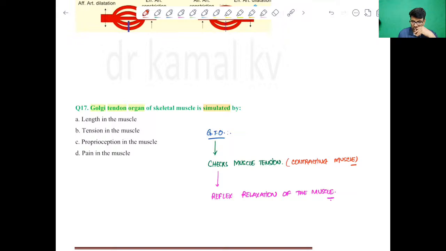Okay, now this is in contrast to another mechanism, and that is the muscle spindle. Now, what does the muscle spindle do?